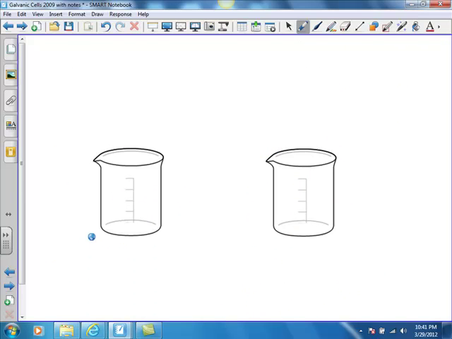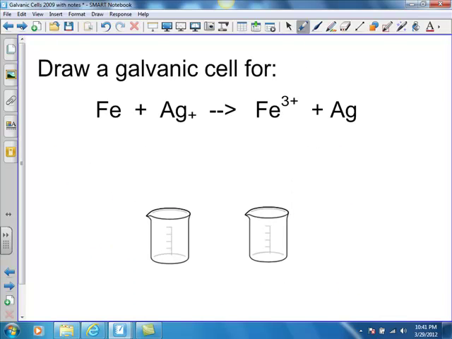So we can now make galvanic cells. So let's draw a galvanic cell for this particular reaction. Apparently that plus right here should have been up there, sorry. So we're going to do Fe plus Ag+ yields Fe3+ plus Ag. Notice, and I spoke about this in the first video, I believe, we don't really care about the nitrates or sulfates or whatever salt these are with, because that's not where the reaction is occurring. Those are just spectator ions.